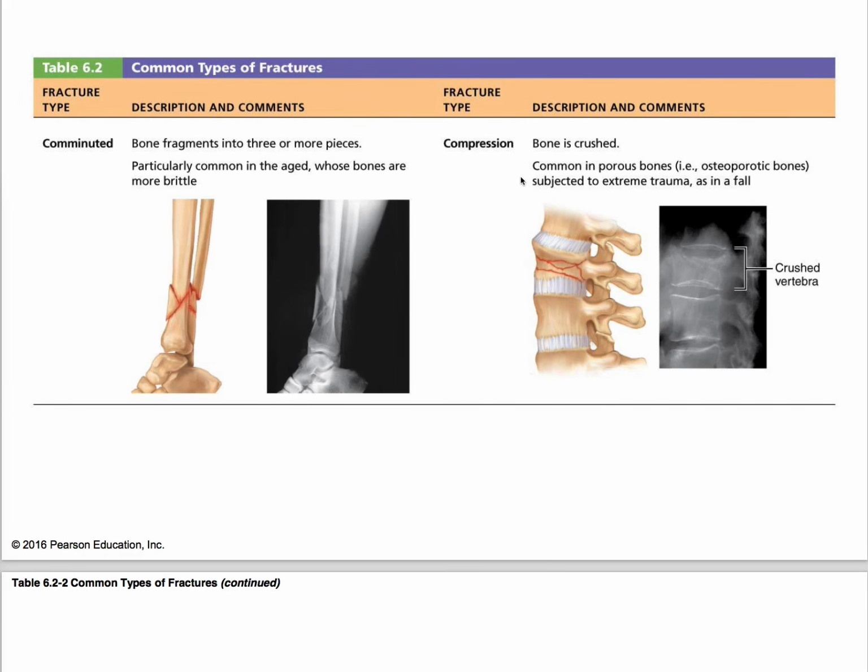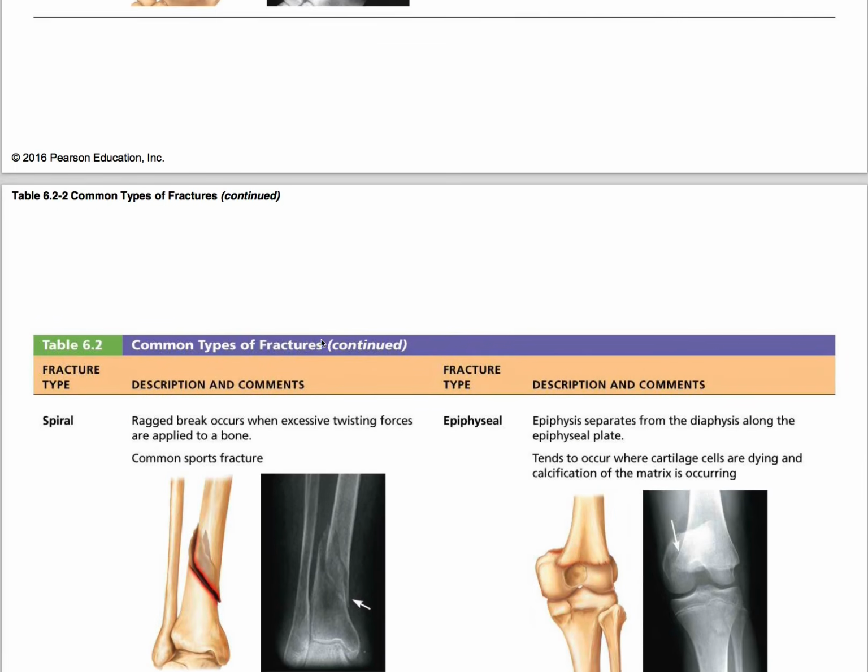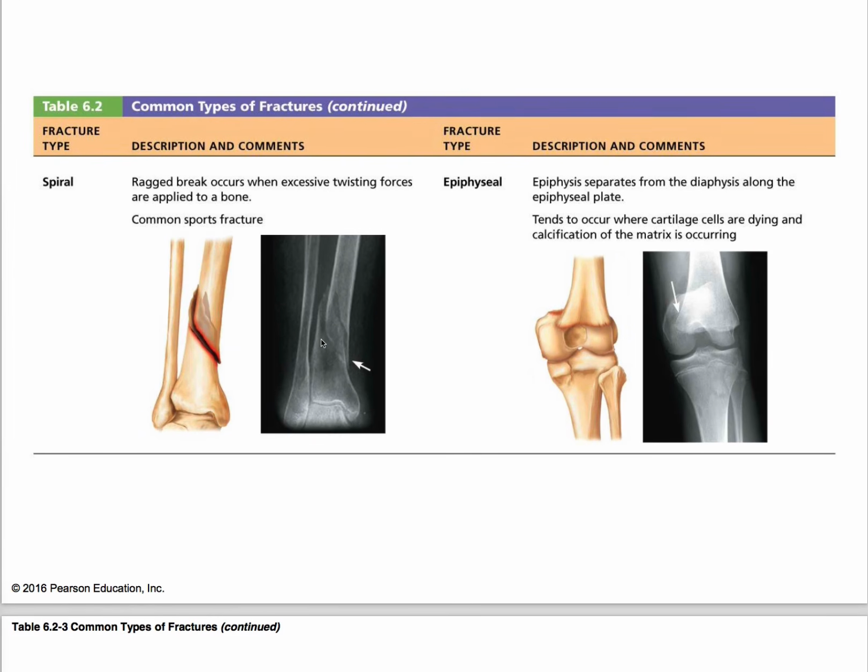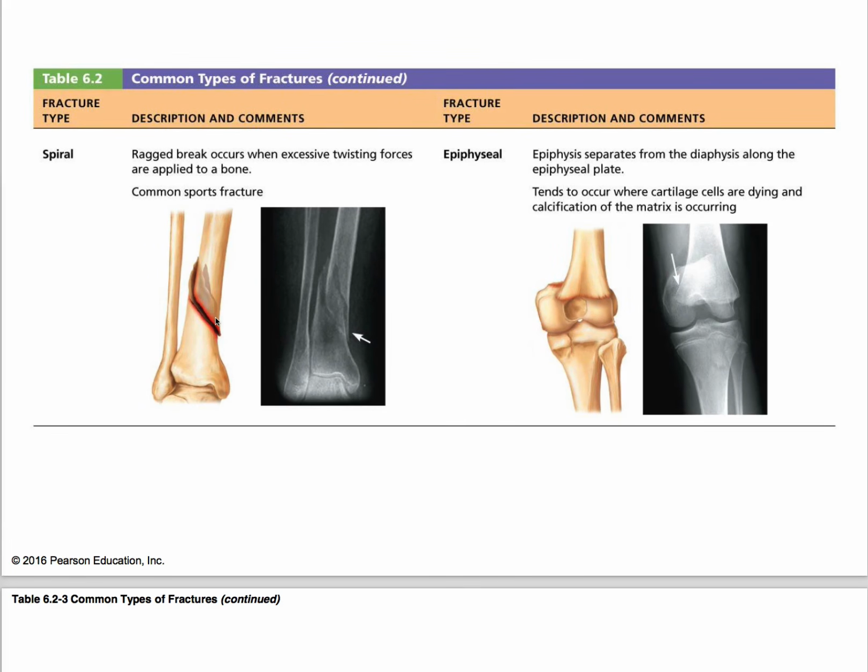Now, compression fractures. This happens when the bone gets crushed. The example they're giving you here is in the vertebrae. You have these crushed vertebrae, so it is a compression fracture. Again, it's common in porous bones, so osteoporotic bones, or bones that are subject to extreme trauma, as in a fall. Then you have a spiral fracture. This is a ragged break that occurs when excessive twisting forces are applied to a bone. It's very common in sports injuries. You'll tend to see this.